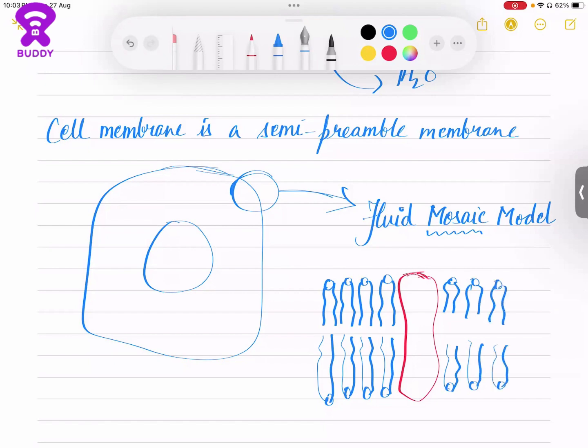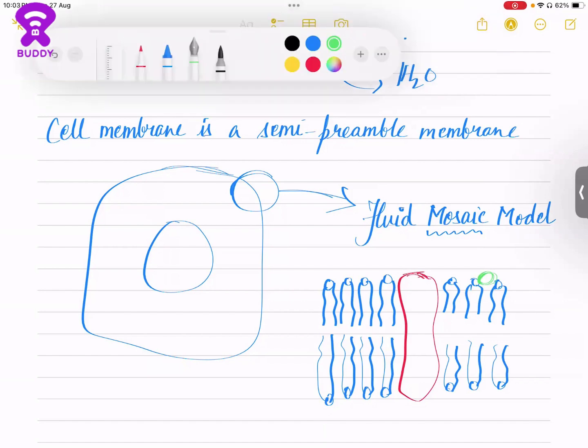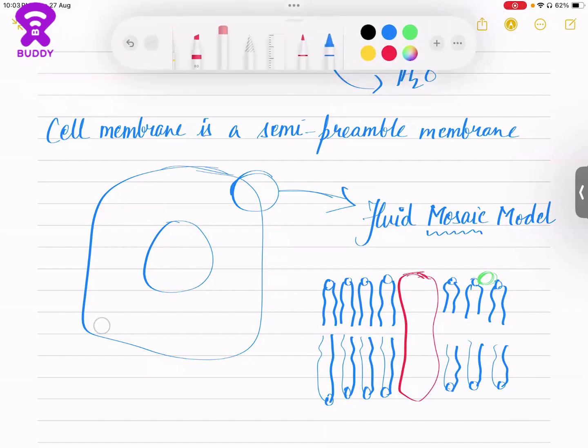And you will also find some sort of proteins which are embedded here also. Now let's try to understand this thing. I'll just rub this part off.